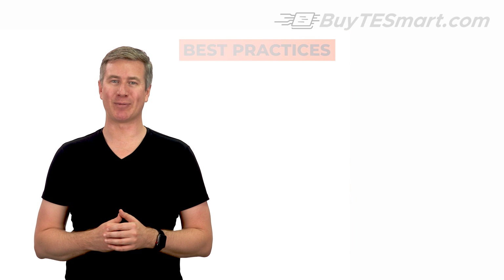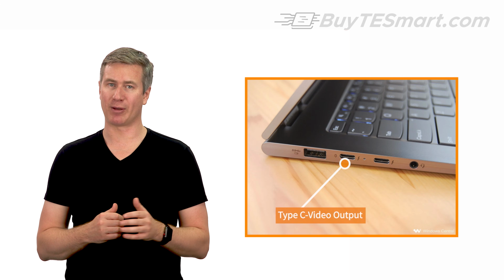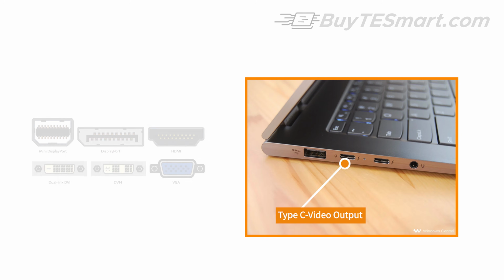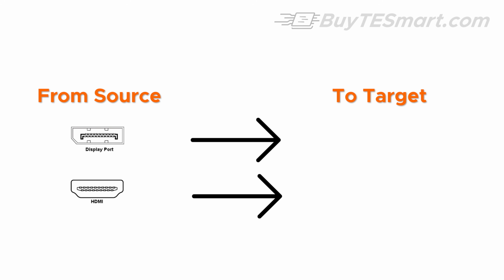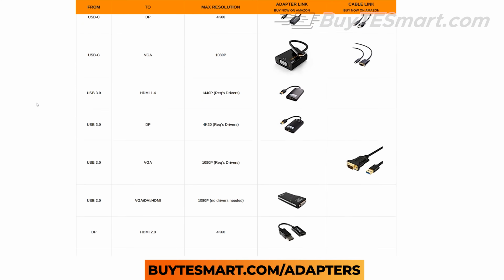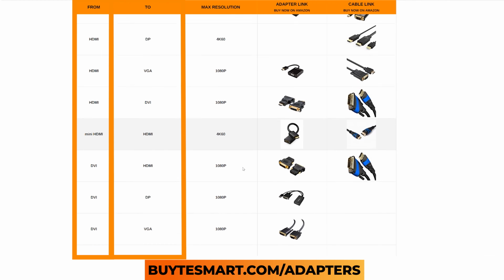Many dual monitor KVMs will require you to create a second video signal or to use an adapter to get the right connection into the KVM. USB-C is the easiest and most cost-effective way to do this. If you can't use USB-C, make sure to choose a correct adapter based on the video signal flow. Choose the adapter that goes from the source type to the target type. To make this easy, we create a list of tested and approved adapters on our website, and the page is set up like a grid with from and to columns and has Amazon links for each adapter.